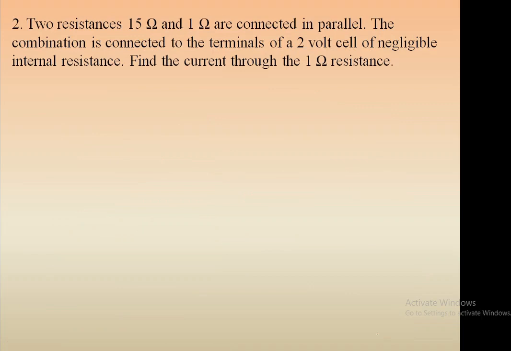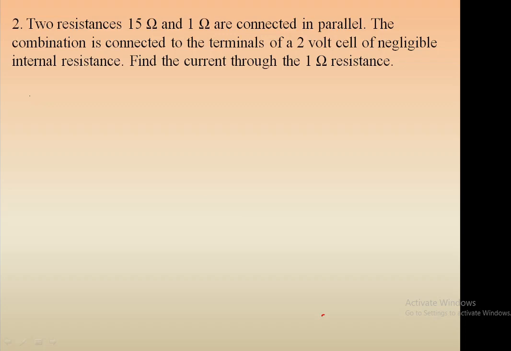Now move to the next one. Two resistances 15 ohm and 1 ohm are connected in parallel. The combination is connected to the terminals of a 2 volt cell of negligible internal resistance. Find the current through the 1 ohm resistance.